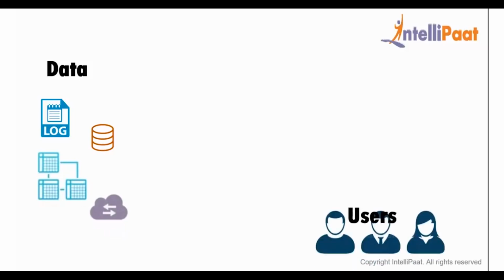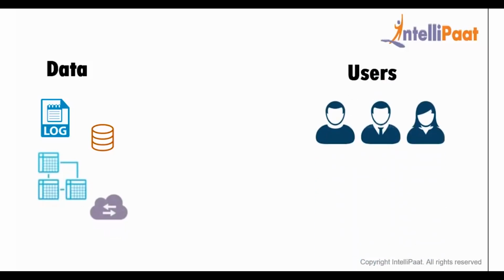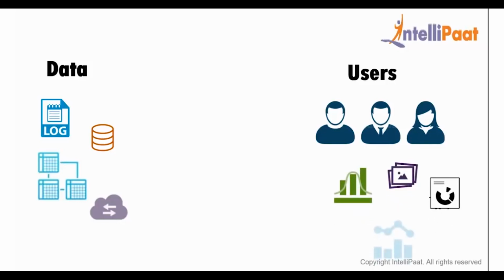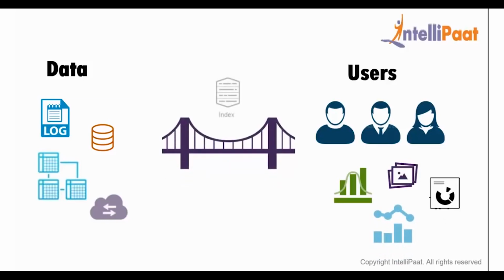On the other hand, we have users, who act as information dividers from various sources. So the business operations need graphs, images, pivots, and dashboards to make better decisions for business. So what do you think? What is it exactly that acts as a bridge between data and users?